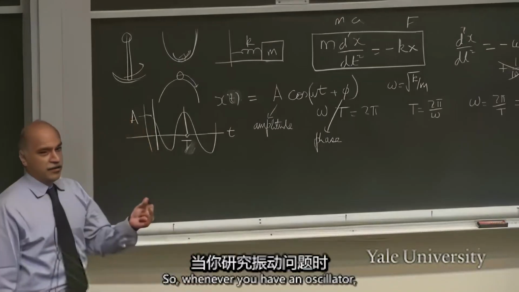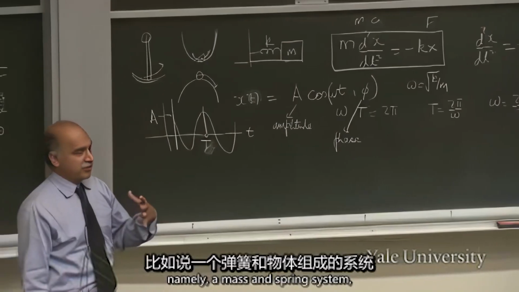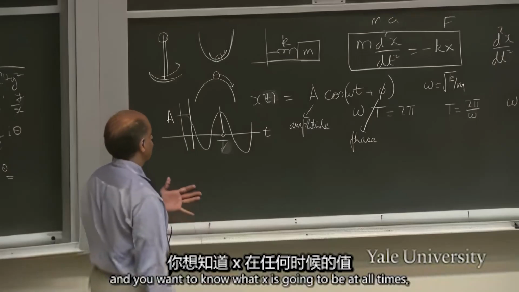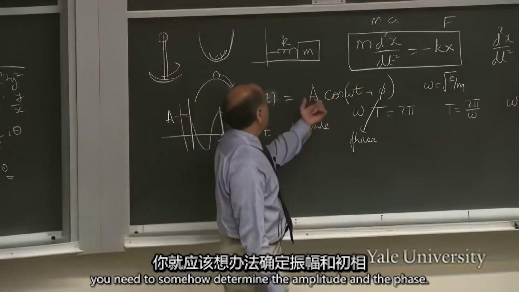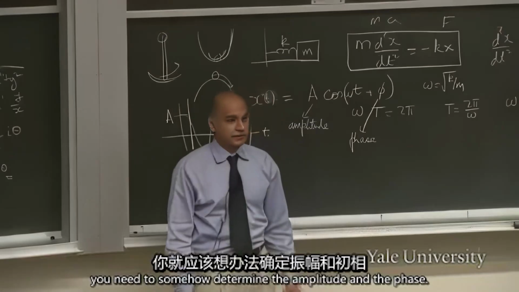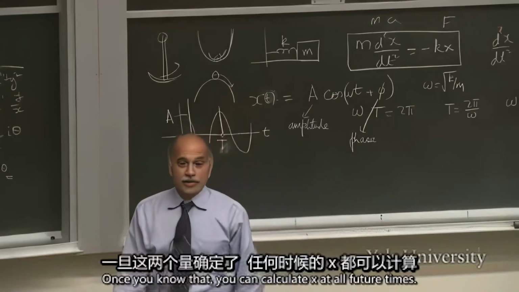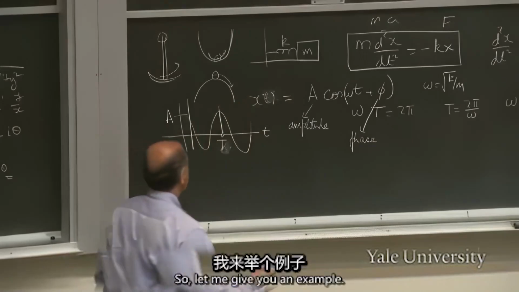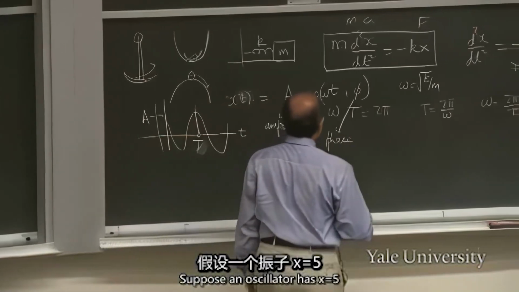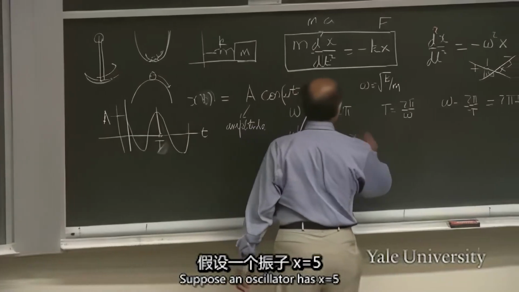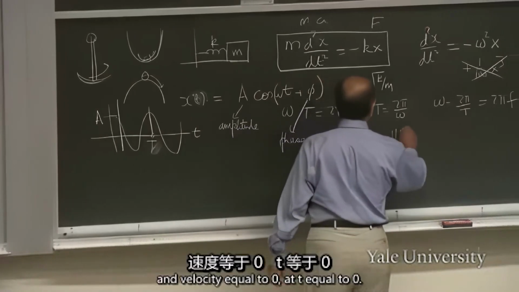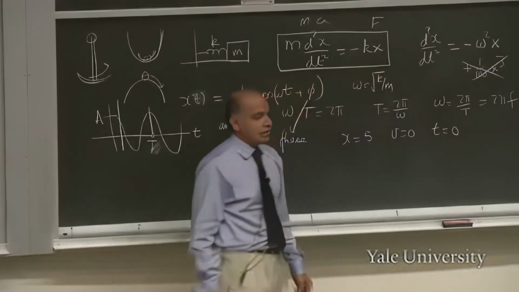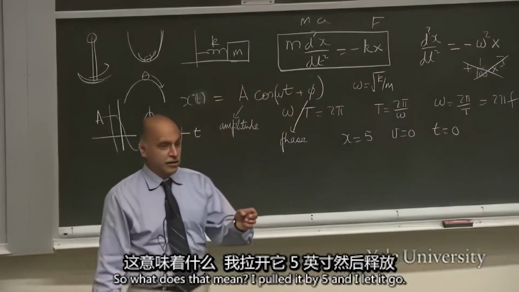So whenever you have an oscillator, namely a mass and spring system, and you want to know what its x is going to be at all times, you need to somehow determine the amplitude and the phase. Once you know that, you can calculate x at all future times. So let me give you an example. Suppose an oscillator has x equal to 5 and velocity equal to 0 at t equal to 0. So what does that mean? I pulled it by 5 and I let it go.